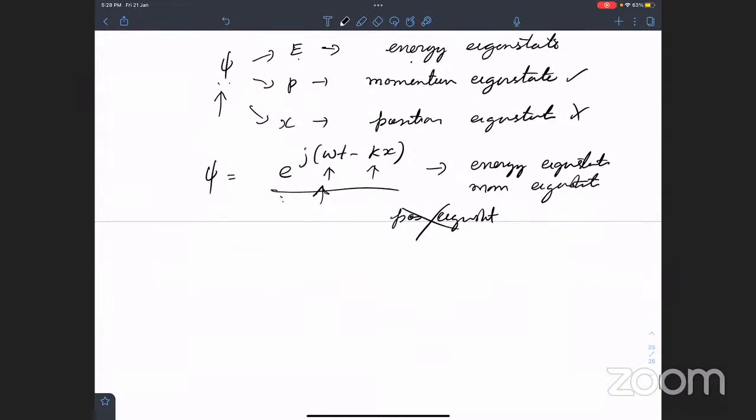Now I can give you another example of a wave function, let's say a Gaussian wave function. If I take e to the power j, x squared by 2 sigma, for example, and minus j omega t, basically it's a Gaussian. In this equation, x is not a position eigenstate, but here x is also something we can put anything in.